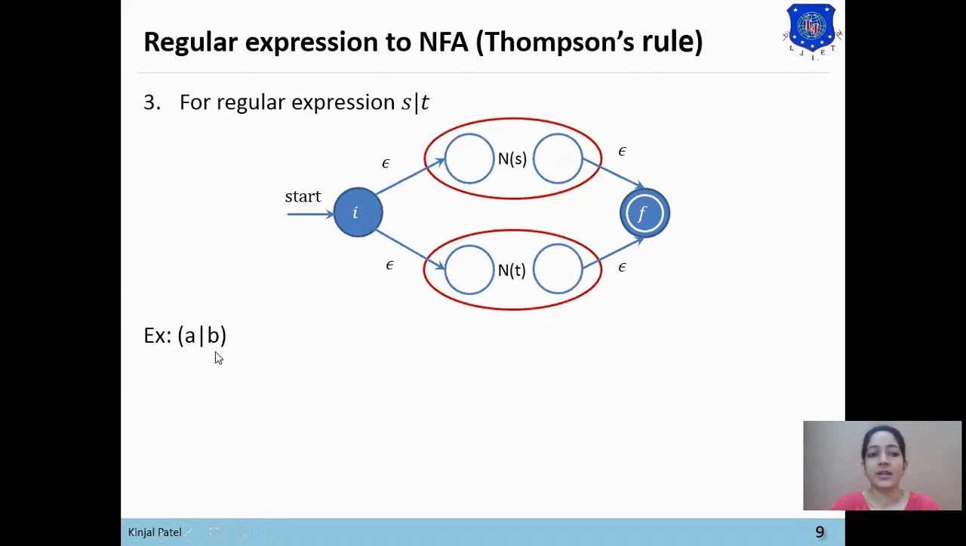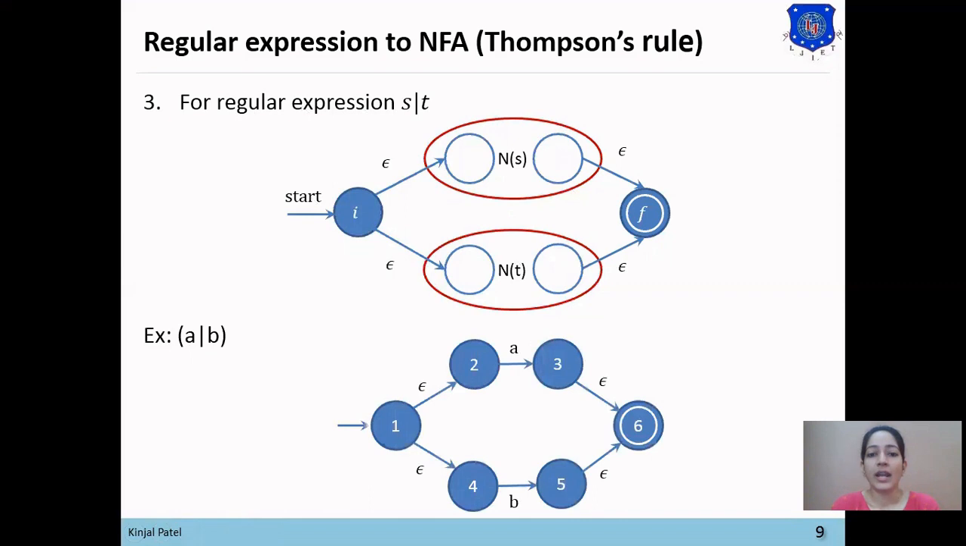Here is the example. If there is an A input symbol in the S language and a B input symbol in the T language, then our NFA will be like this: from 2 to 3 there is an A transition and from 4 to 5 there is a B transition. So here there is only one input symbol in the S language and one input symbol in the T language, which is B. But there can be more than one input symbol also.